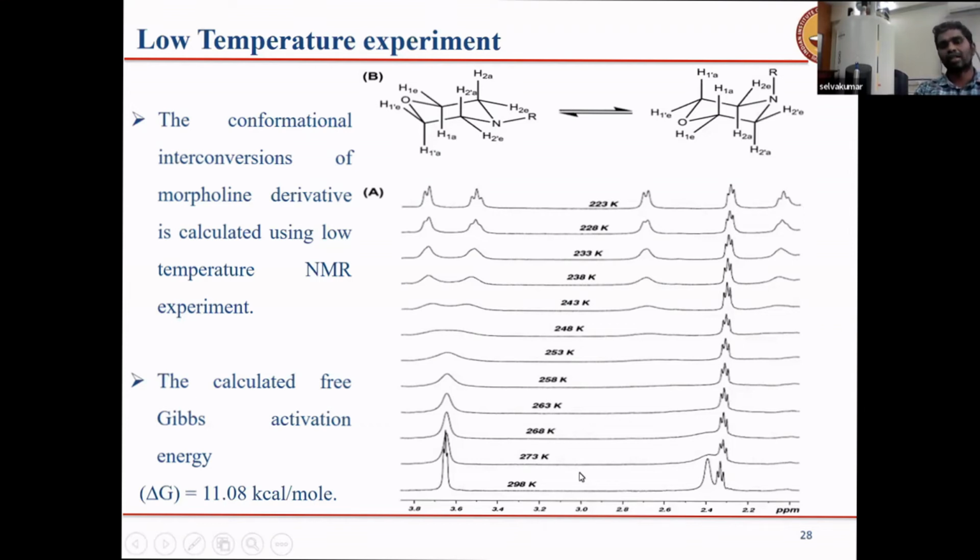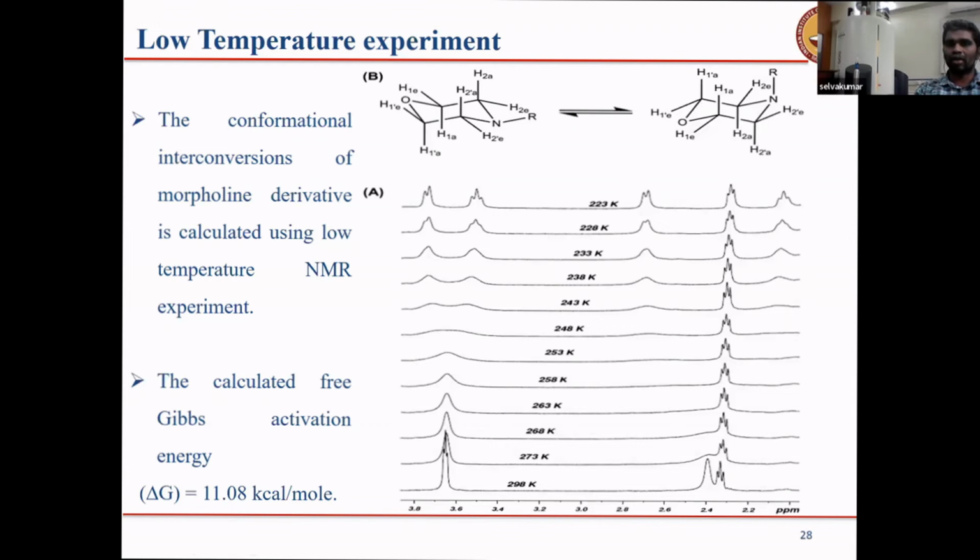If you decrease the temperature, we will get separate axial hydrogens and separate equatorial hydrogens. As you keep decreasing the temperature, 248 is the coalescence temperature, and with this we can find out the Gibbs activation energy. The calculated activation energy is 11.08 kilocalories per mole. Like that, we can find out the activation energy with variable temperature NMR.